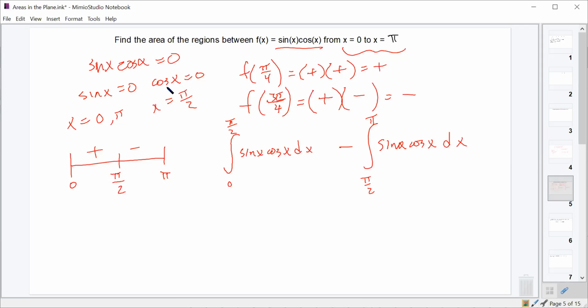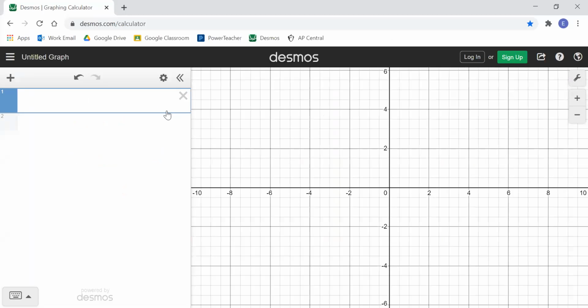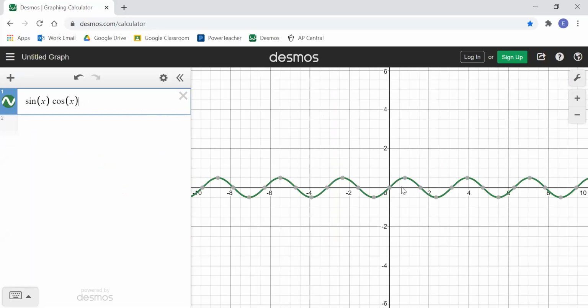Okay. And if we wanted to, we could go back here to Desmos and just make sure that our work was right, sine x cosine x. And if we're talking from 0 to pi, sure looks like we were right. From 0 to pi over 2, we were above the x-axis, and from pi over 2 to pi, we were below the x-axis. So our algebra there was correct.